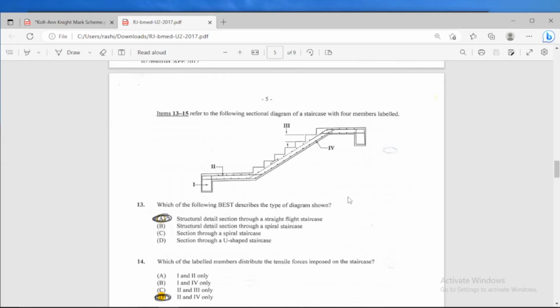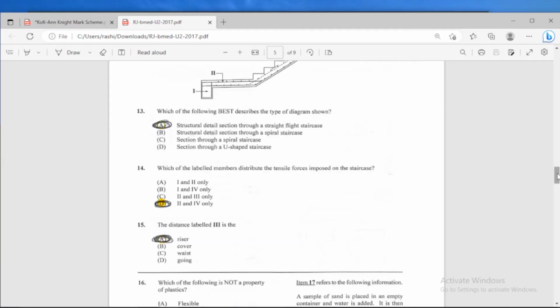It's a structural detail because we're seeing the structures, the structural members, the steel work and all of that. And we know it's a straight flight staircase because we don't see any turns. So we start here, this is a landing down here, and then there's a landing up here, and it's just a straight flight. There's no turns or anything like that. There's nothing to suggest that it is anything other than a straight flight of stairs.